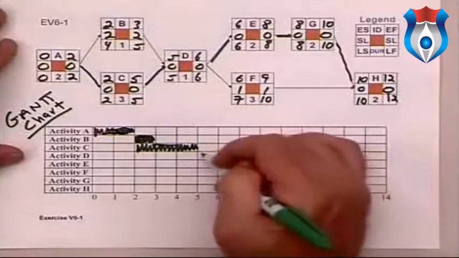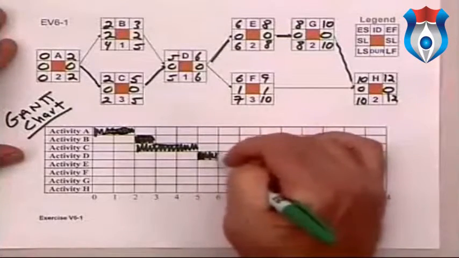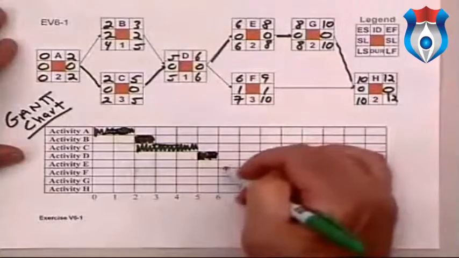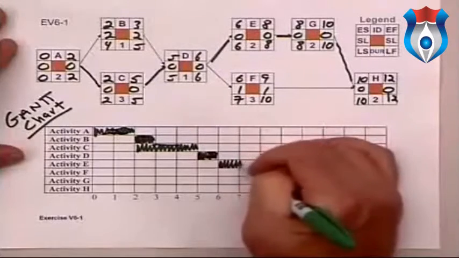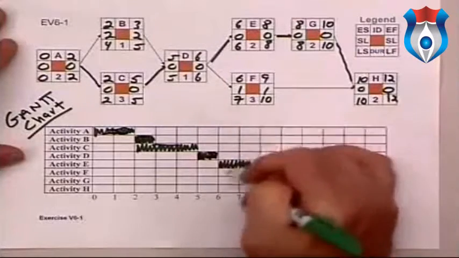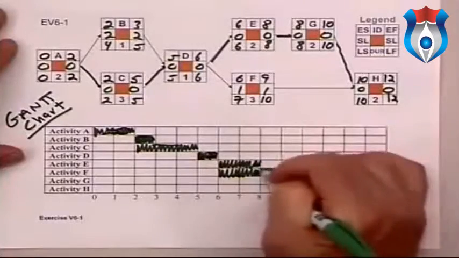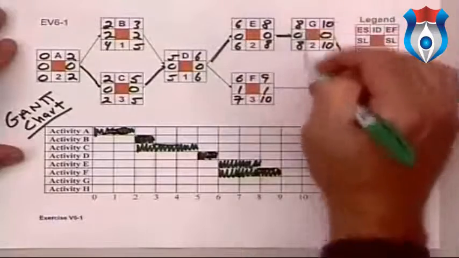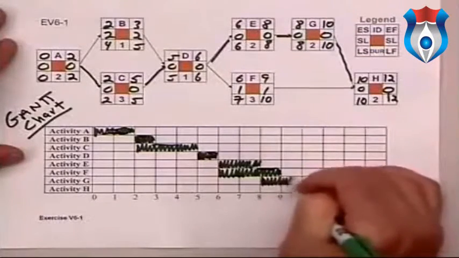Then D can start as soon as B and C are completed, which is the 5th day. And it takes 1 day, 5 to 5. Then we can start both E and F. E takes 2. F takes 3. And then as soon as E is done, G can start, which is the 8th period. That takes 2 days.